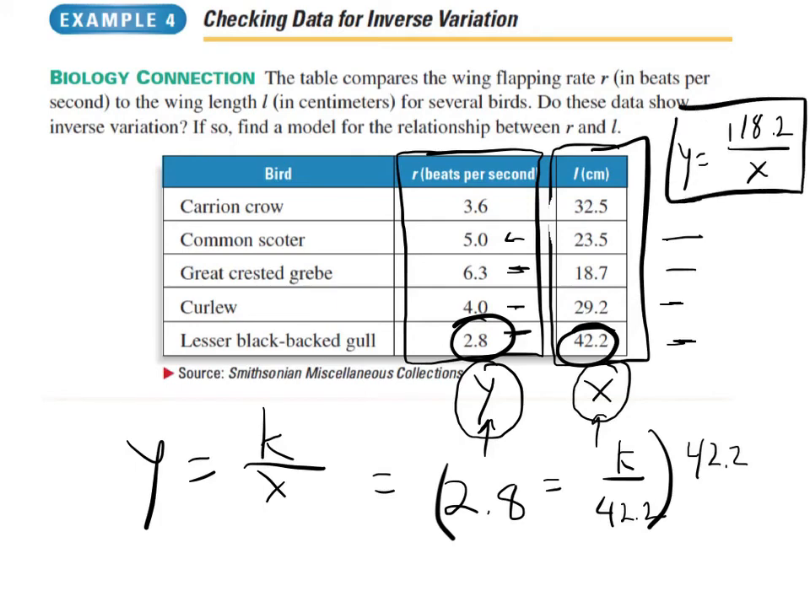And now you have a way to say, if I know the wingspan of a bird, I can give a pretty solid model or guesstimate for what the beats per second are going to be. If you wanted to be more accurate, you would obviously need to do several more birds, because 5 birds is not a very high statistical analysis. You would want more data points than that for sure.